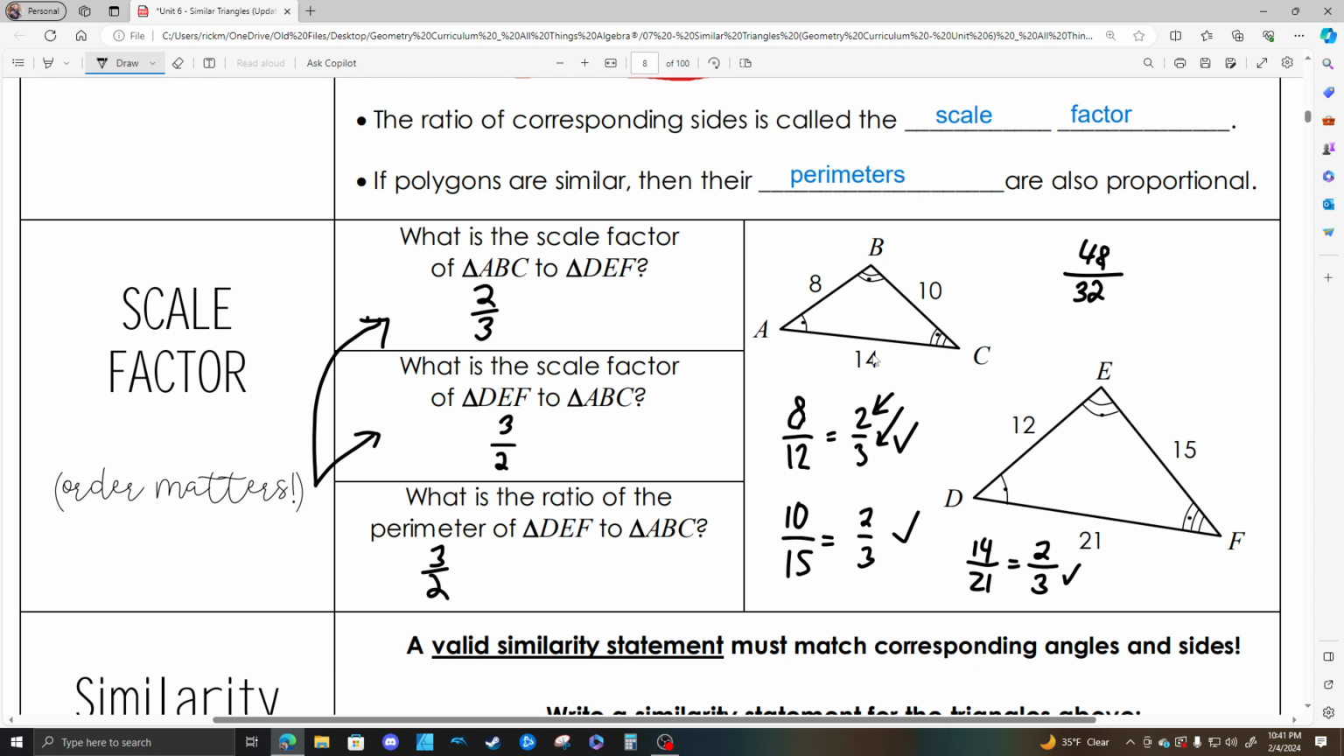And awesome. Now we can reduce this. Looks like 16 we can take out of both, right? 48 divided by 16 is 3. 32 divided by 16 is 2. So yes, again, we got 3 halves, right? So that kind of helps us prove the rule that that is correct.